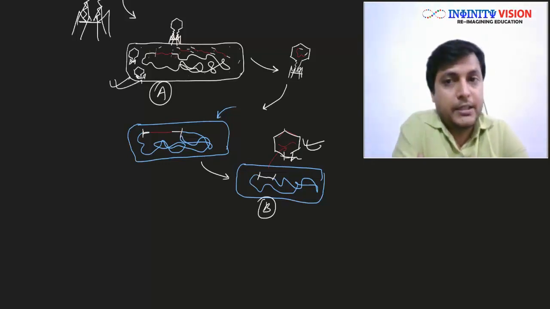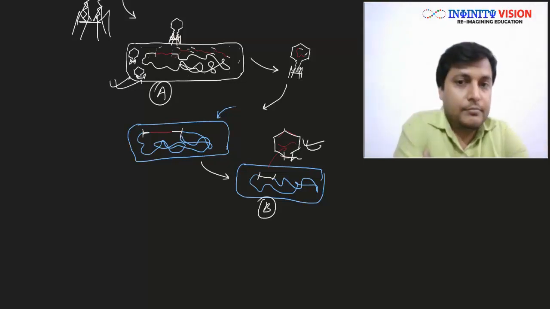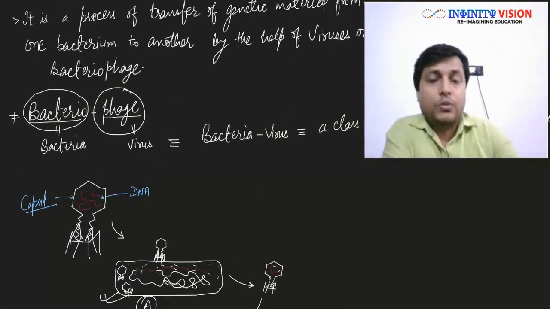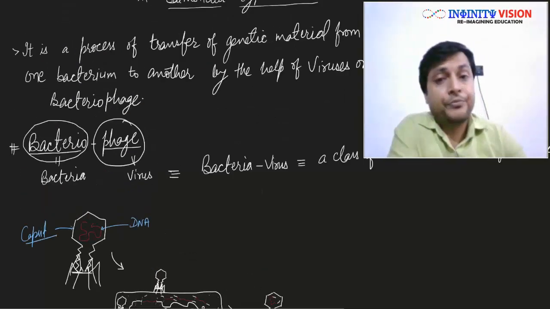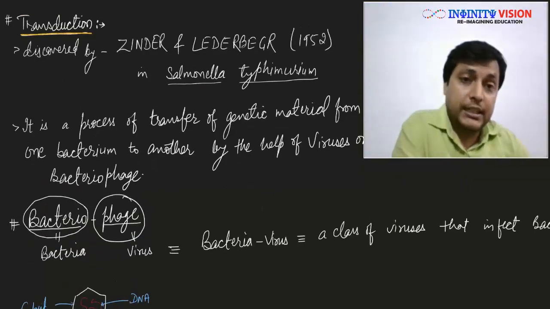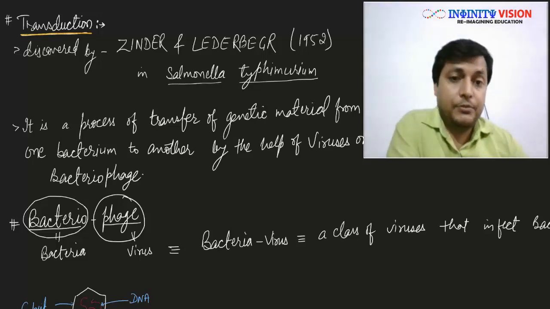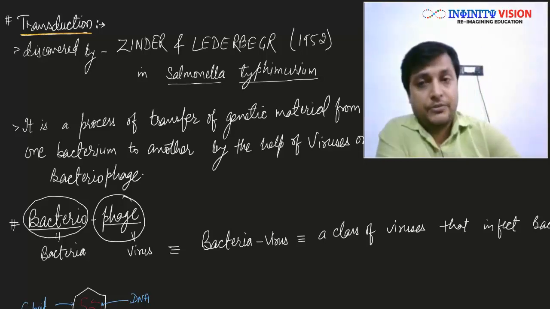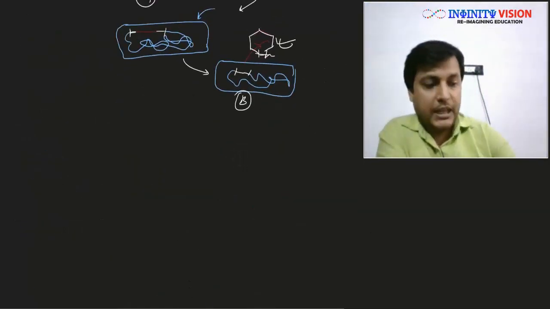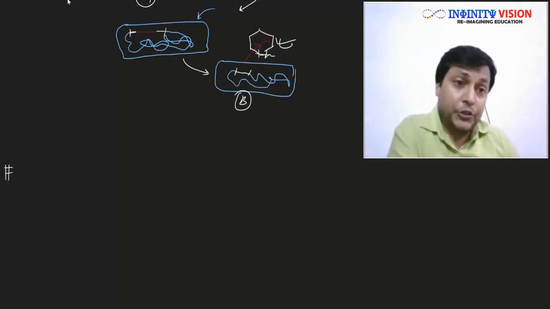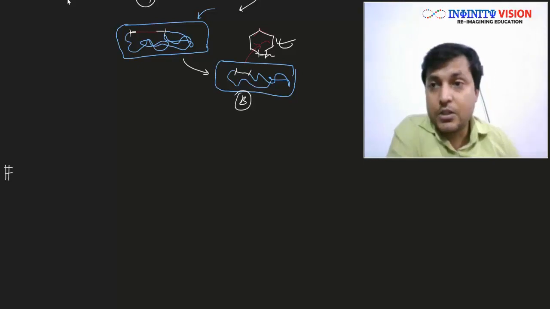Okay, great. I hope you understood this whole concept. Okay, and this was reported by whom? By Zinder and Lederberg in 1952 in the case of Salmonella typhimurium. Great. This is transduction. So this we have seen. Let's move to another type of sexual reproduction, that is conjugation.